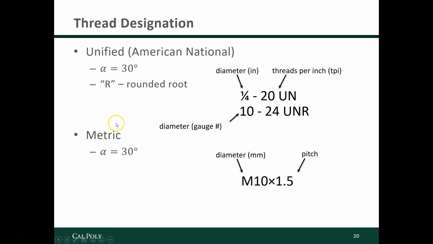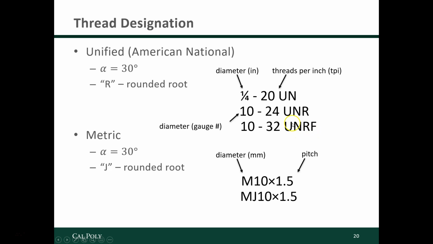For metric threads, rounded roots, you can get those as well, but they designate that with a J. And so here's a MJ10 by 1.5 is a metric rounded root thread that's 10 millimeter major diameter and 1.5 millimeter pitch.